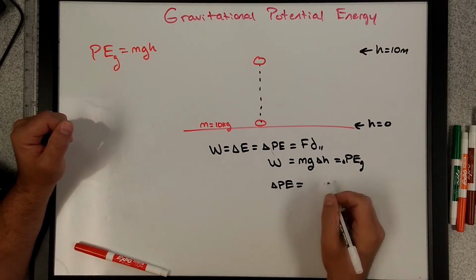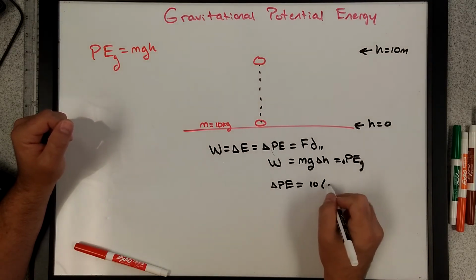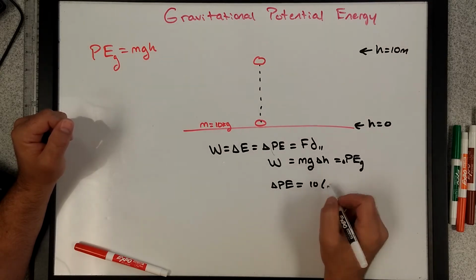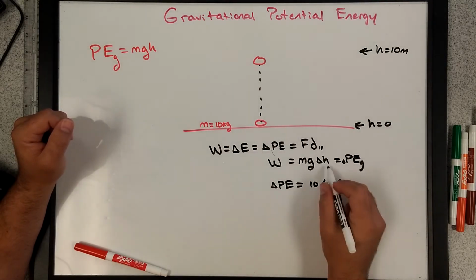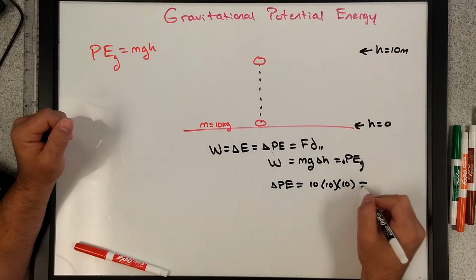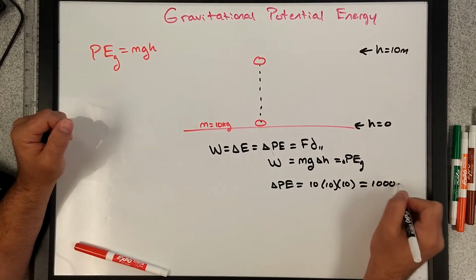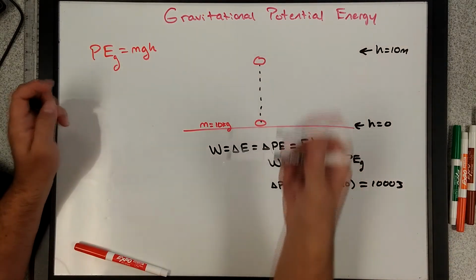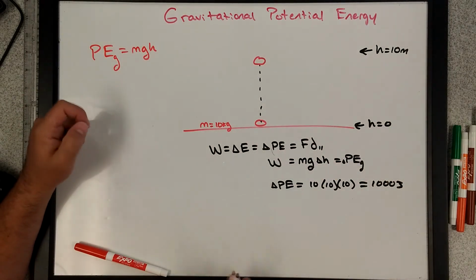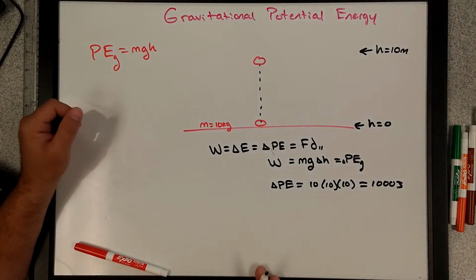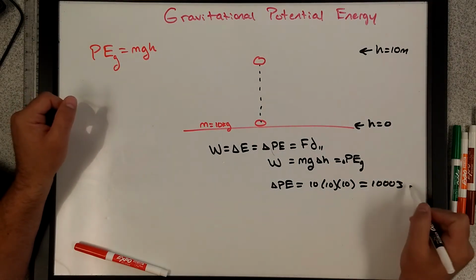How much work did I put into it? It's 10 times, I'm going to round gravity to 10 just because I want to, and I'm going to make h 10 times 10 times 10. Yeah, 1,000 joules of energy went into lifting this 10 kilogram rock 10 meters. Cool, right? How much work did I do then?